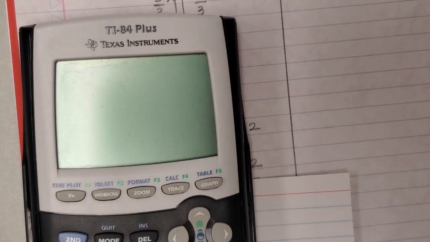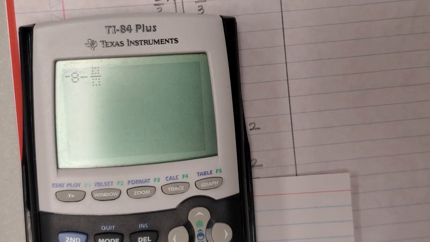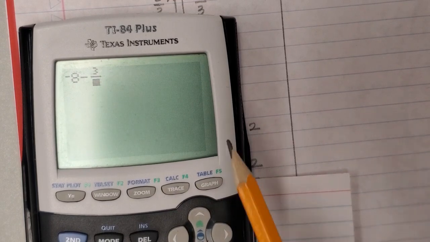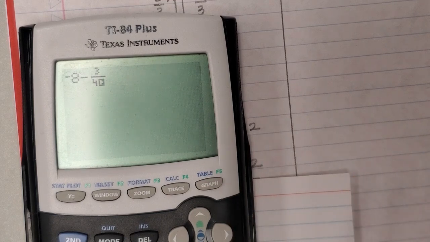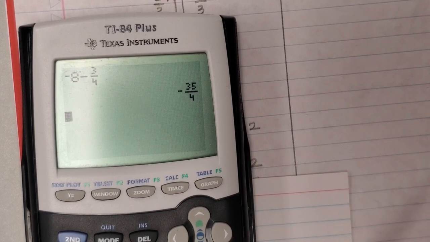So you're going to go negative 8. On your calculator, down at the bottom, your negative sign, negative 8. And then use your minus sign to the right. And then what? Alpha, y equals, first one, 3. Then what? Arrow down. 4, and then enter. And you should get negative 35 over 4. Any problems with that on your calculator?